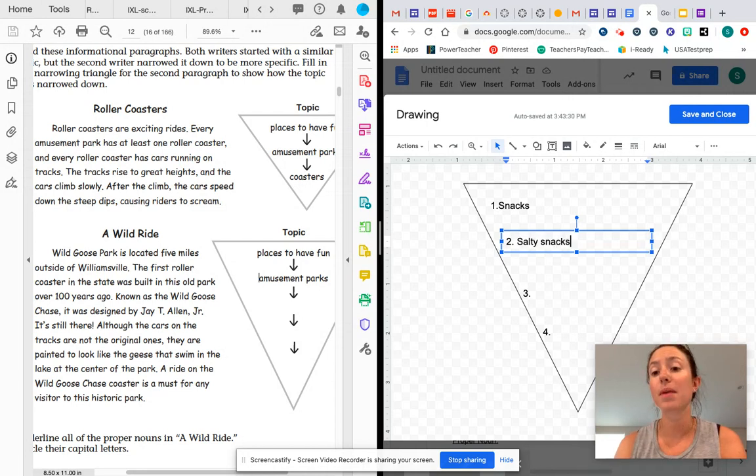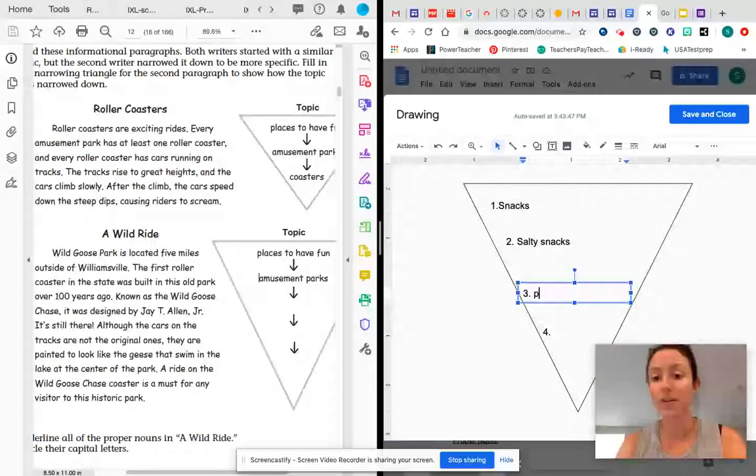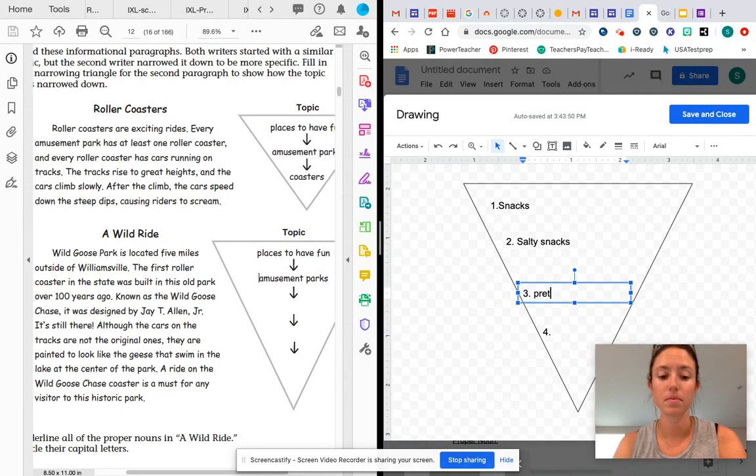So again, I'm getting a little bit more specific, but still underneath salty snacks, we've got popcorn, you've got pretzels, you've got a whole bunch of other stuff. Trail mixes can be salty. So the list just goes on. So again, I'm going to go even more specific and I'm going to say pretzels. Okay, so again, we're narrowing it down.